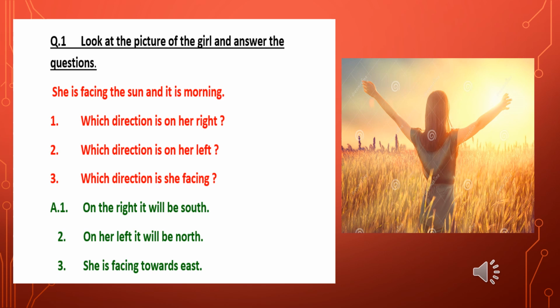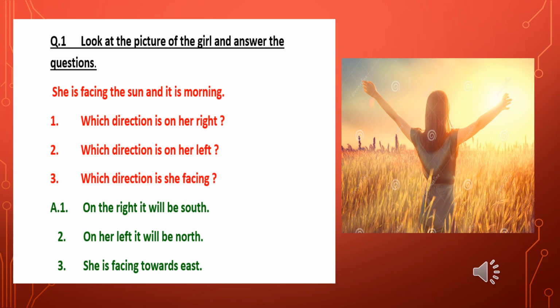So children, let's see how much you have learned. Question 1. Look at the picture of the girl and answer the questions. She is facing the sun and it is morning. Which direction is on her right? Second question. Which direction is on her left? Question third. Which direction is she facing? So tell me, which direction is on her right?